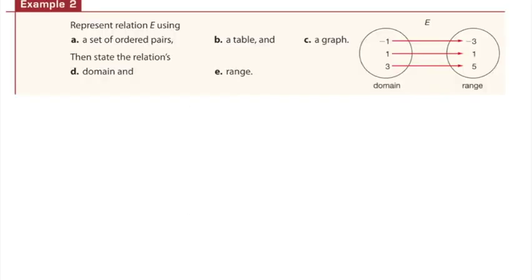So they want us to use this set right here, this relation, and represent it with a set of ordered pairs, a table, a graph, and then state the domain and the range, all right? So if I did it as a set of ordered pairs, I would say, well, it includes the ordered pair -1, which goes to -3, and I can follow that along. It also includes 1, 1, and it includes 3, 5. That would be my set of ordered pairs.